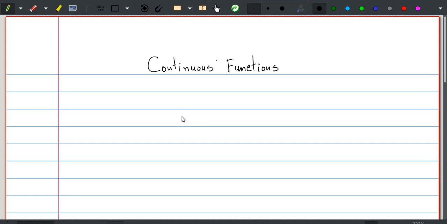In this lecture, we are going to study the continuous functions between topological spaces. But before that, let us recall what we did in the last lecture. In the last lecture, we were studying the neighborhood system.